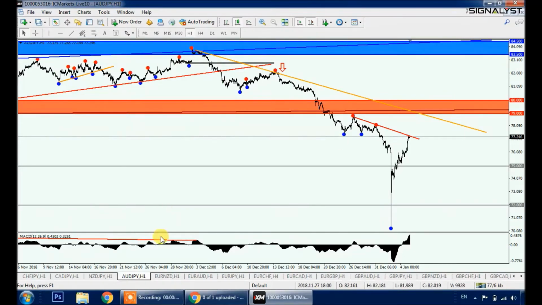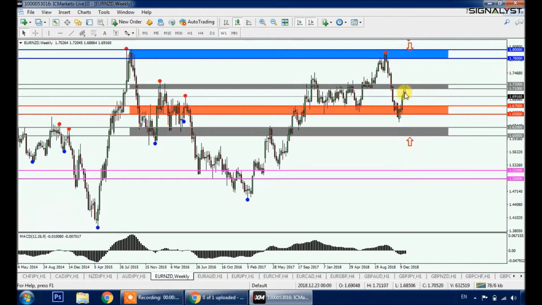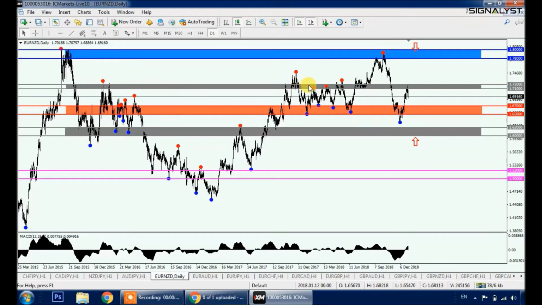Now let's go over our euro pairs. Here we have Euro NZD. If you check the weekly time frame, you can see a big rejection here, which is a rejection on an objective resistance area found on daily time frame 1, 2, 3, 4.